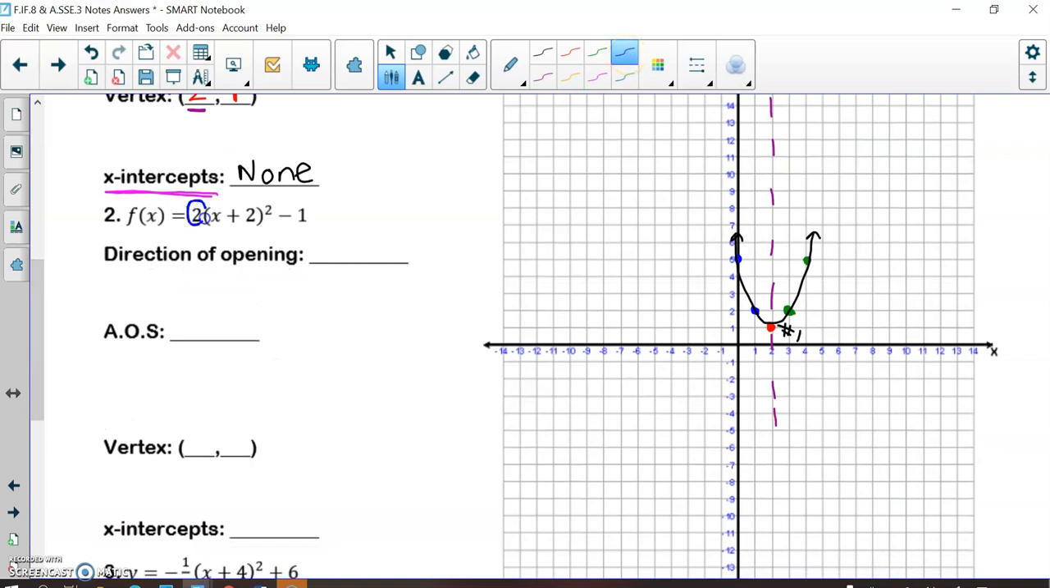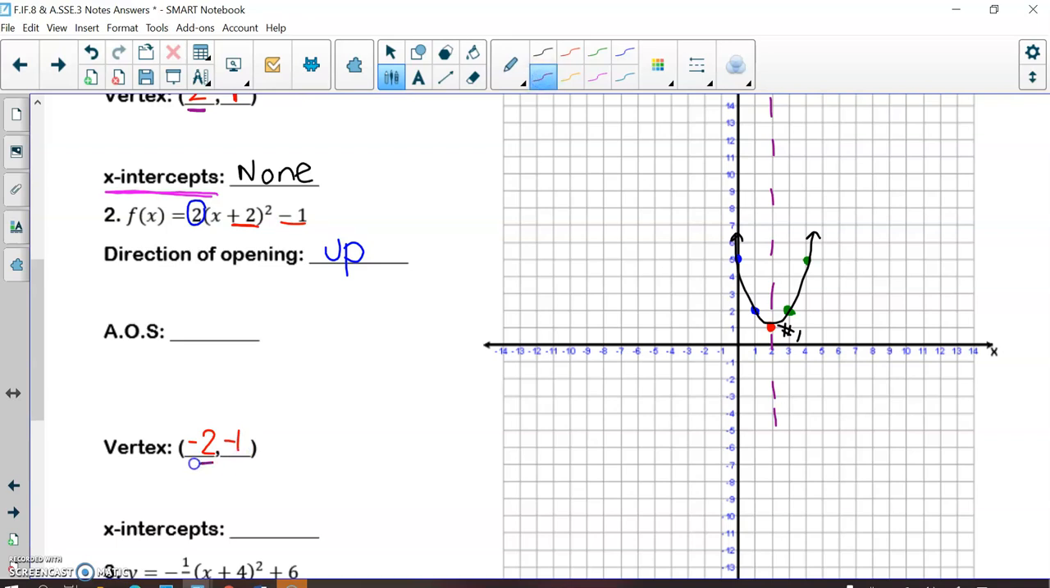My a value is positive. It's a positive 2, so this is going to be going upwards. Let's do our vertex first. My h value is the hard one to remember. It's the opposite of what it looks like, so that's a negative 2. My k value is exactly what it looks like. That's a negative 1. And that is your vertex, negative 2, negative 1.